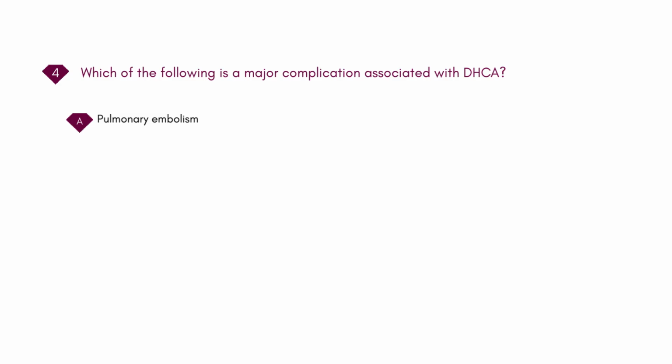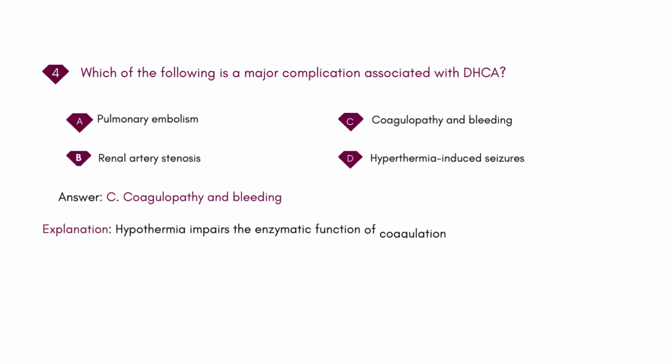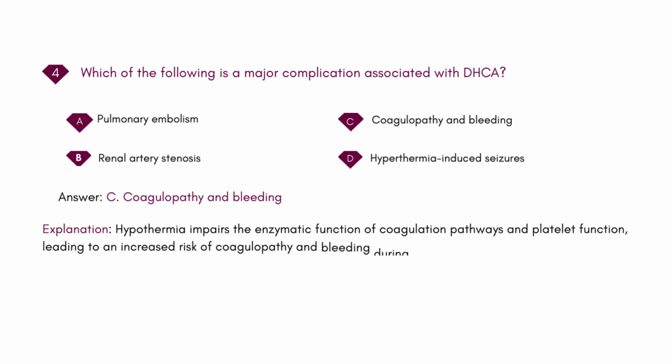A. Pulmonary embolism. B. Renal artery stenosis. C. Coagulopathy and bleeding. D. Hyperthermia-induced seizures. Answer: C. Coagulopathy and bleeding. Explanation: Hypothermia impairs the enzymatic function of coagulation pathways and platelet function, leading to an increased risk of coagulopathy and bleeding during and after DHCA. This is one of the key postoperative concerns.